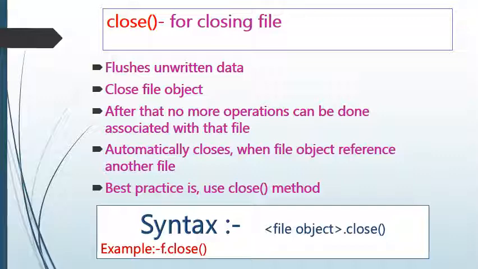The file handle will automatically get closed if it starts pointing to another file. But the best practice is to close using the close function itself. The syntax is file object dot close. For example, if your file object is f, f dot close can be used to detach that file from the file object.